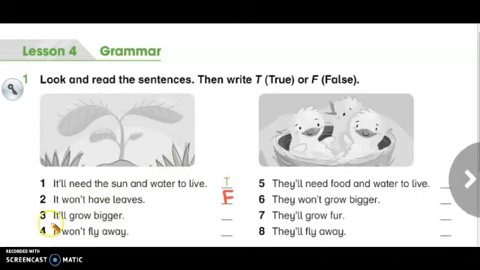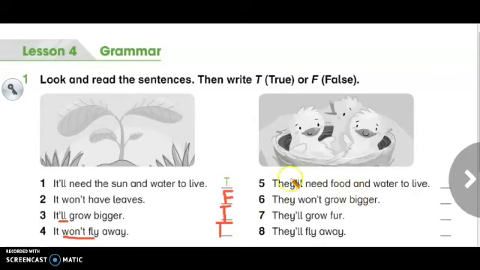Number 3. It'll grow bigger. Yes, excellent. This is true about this plant, that it will grow bigger and bigger. So here we have to write true. Number 4. It won't fly away. Excellent. Also, this is true about this plant because it won't fly away. So here we also have to write true.